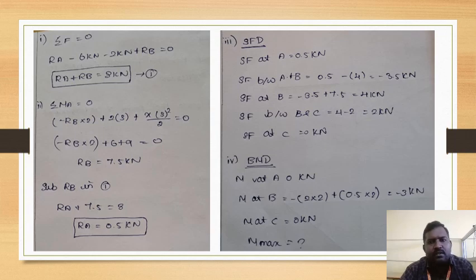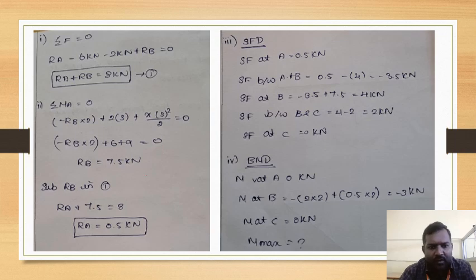First we have to find out the support reactions. For the support reactions, we have to go for two equilibrium conditions, which we have done in previous classes. That is, the sum of the forces acting on the beam is equal to 0, and the summation of moments about a point is equal to 0. We are considering the left support and equating the forces.